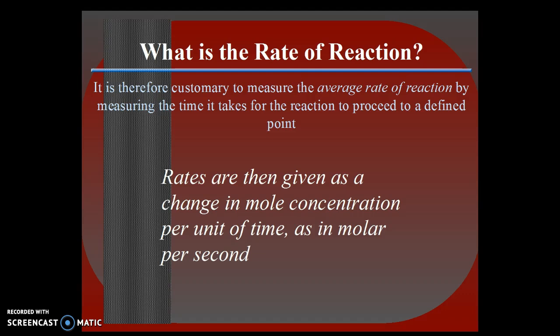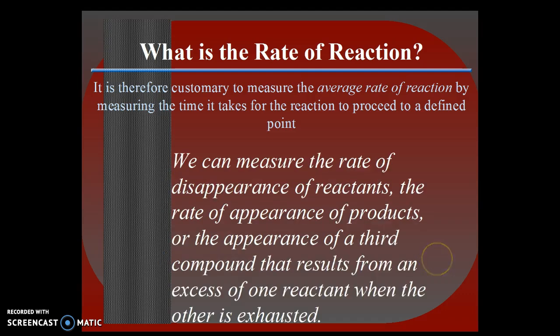Rates are then given as change in mole concentration per unit of time, as in molar per second. We can measure the rate of disappearance of reactants, the rate of appearance of products, or the appearance of a third compound that results from the excess of one reactant when the other is exhausted.